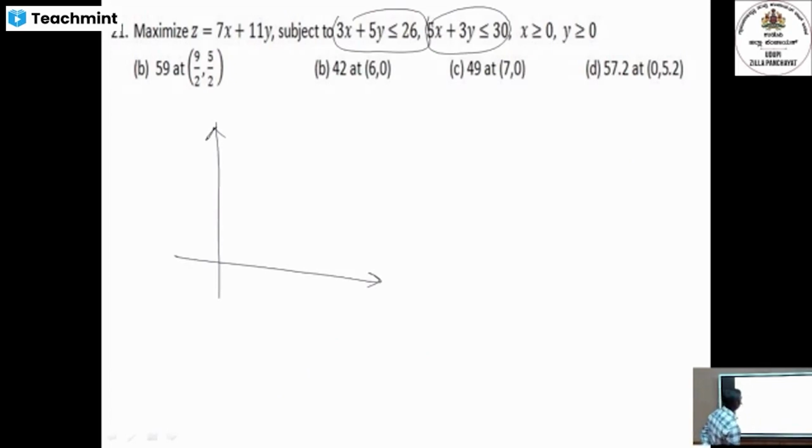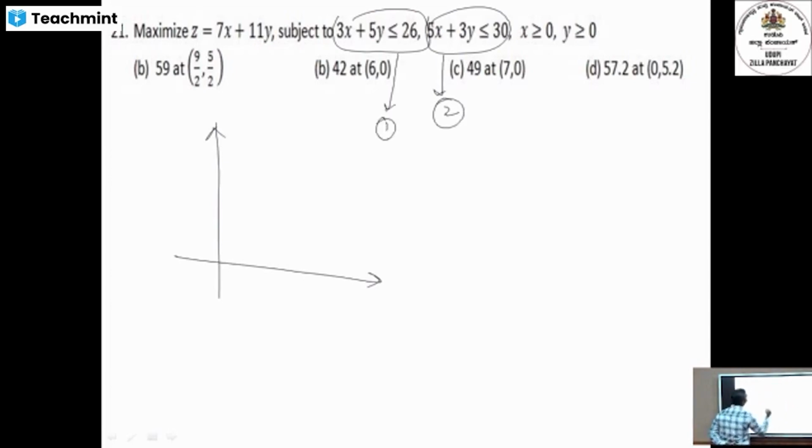Next, 21. 3x plus 5y less than or equal to 26, 5x plus 3y. So here first equation, second equation, and this is a non-negative. That is the first quadrant condition. Instead of solving this, you can solve, but we can use some shortcut methods now. So let us check 5x plus 3y. This is the second equation, and this is the first equation.